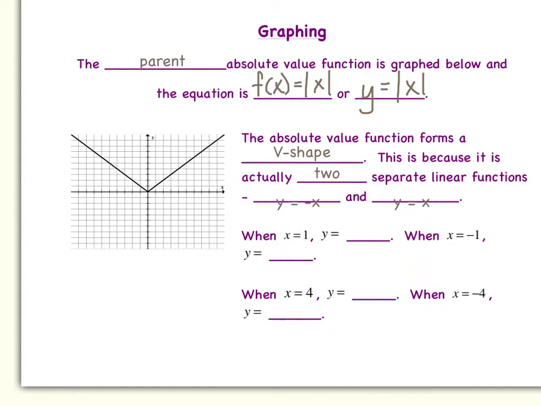Now on the left side of the absolute value graph, this one right here, this is y equals -x. And this part of the absolute value function is y equals x, which if you remember is our parent linear function. Now let's fill in these blanks by looking at the graph.